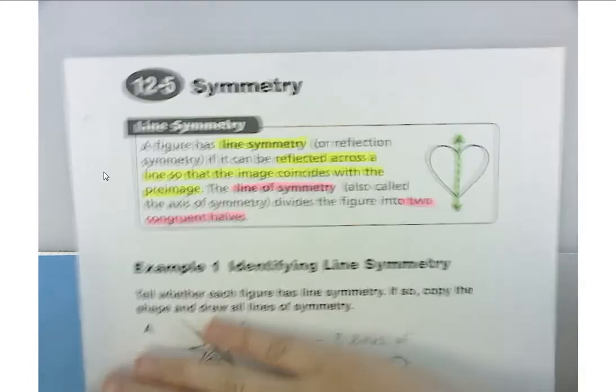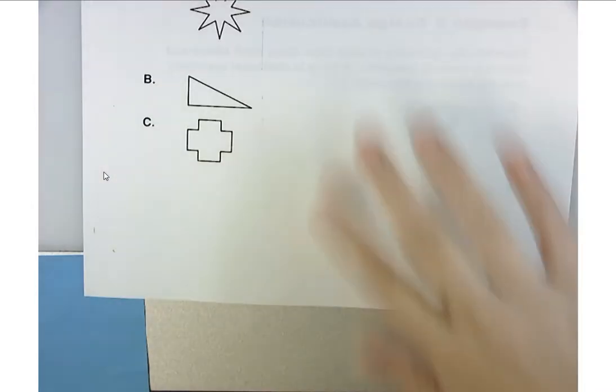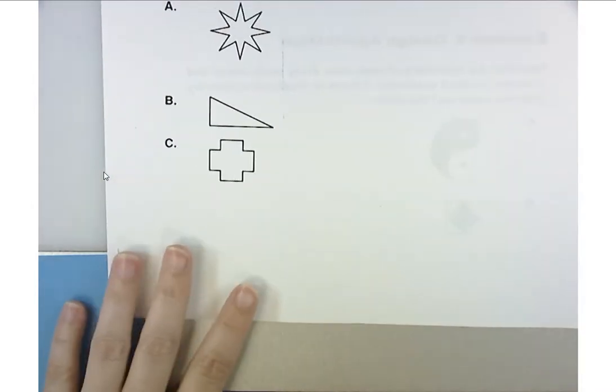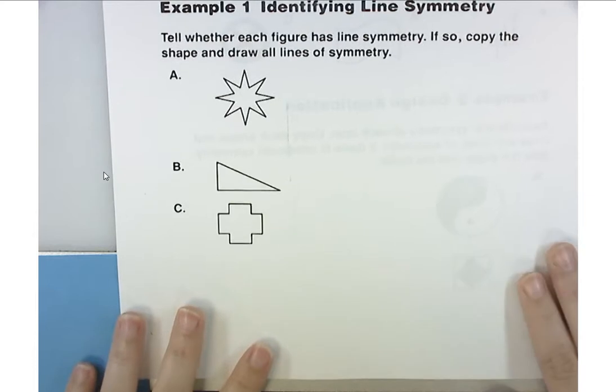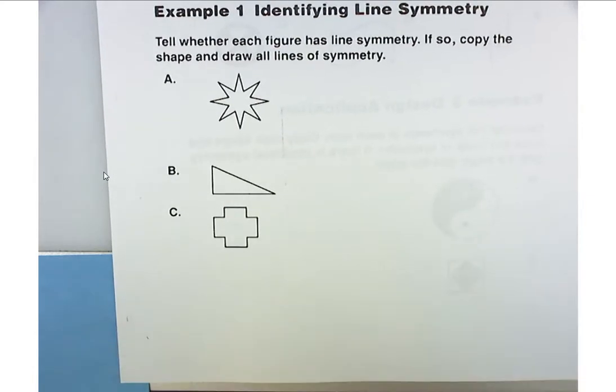For the first example, I don't want you to see that yet. For your first example, you have to tell whether each figure has line symmetry, and then if it does, you're going to copy the shape and draw all the lines of symmetry. So when you're doing this for your homework, you will have to copy the shape. Obviously, you guys already have it on here, so you don't have to copy it. We can draw right on there.